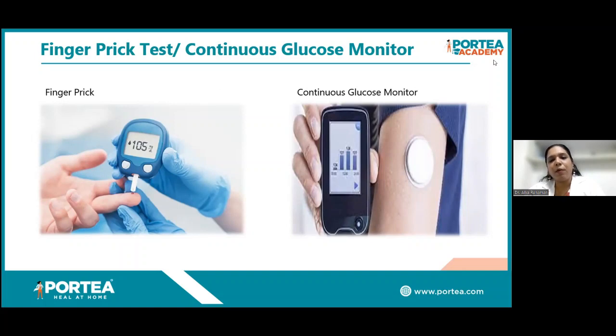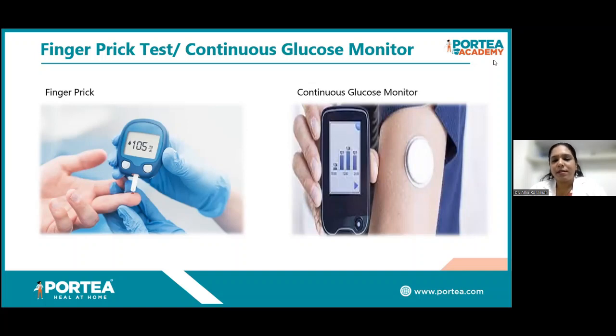Every equipment will have its pros and cons. If the glucometer machine is with you, you should make sure that the batteries are replaced on time. Sometimes, due to an unreplaced battery, what will happen? It will show erroneous results, which can lead to a lot of complications.